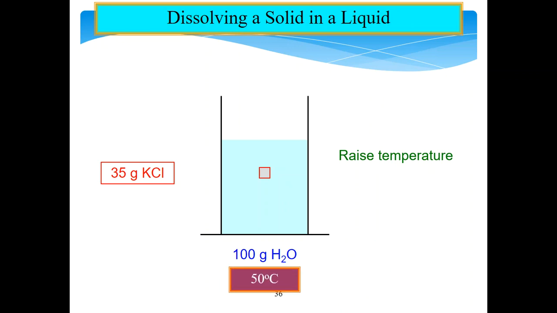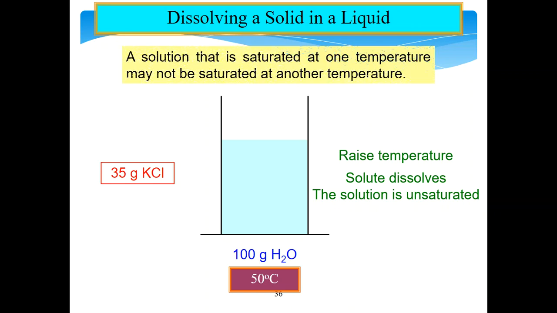So the undissolved potassium chloride, because remember the solution was saturated at 20 degrees, when you raise the temperature to 50 degrees, the solute that is undissolved will go into solution, and now the solution will be unsaturated. All right? So basically, what we can conclude is that a solution that is saturated at one temperature may not be saturated at another temperature. So the saturation level is based on the temperature, in addition to being a function of the nature of the solute and solvent.